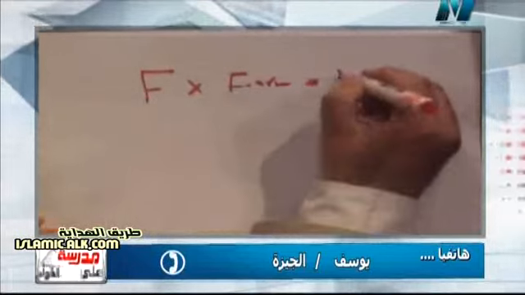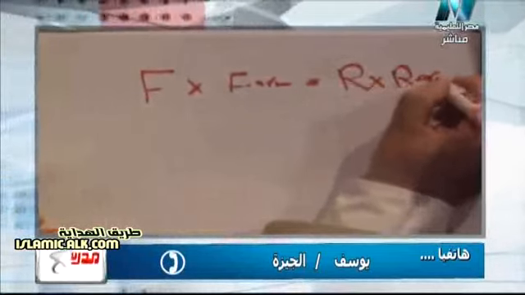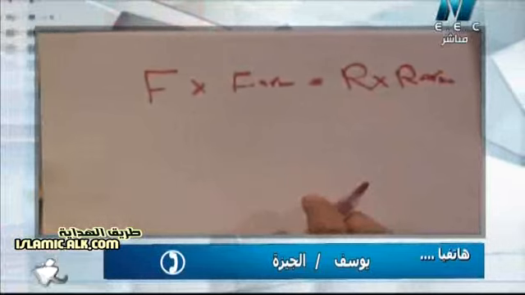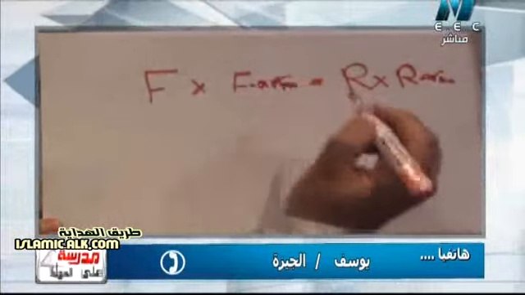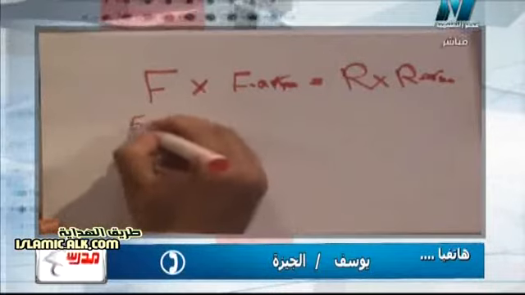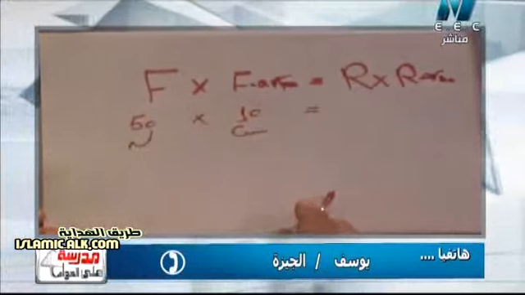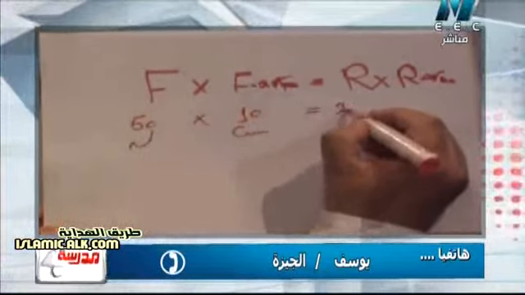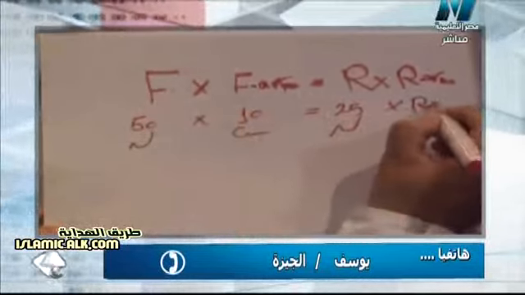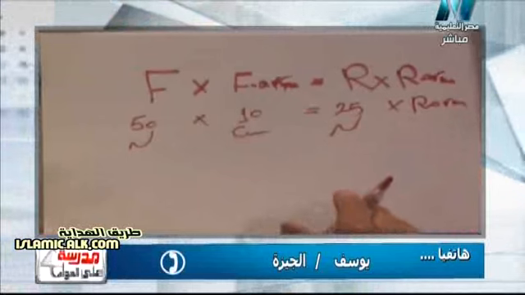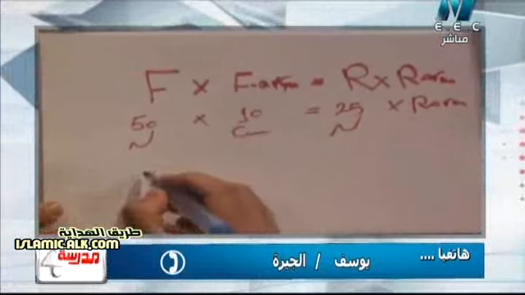Force by its arm equals resistance by resistance arm. So, Yusuf, if effort force equals 50 Newton, effort force arm equals 10 centimeter, and the resistance is 25 Newton, you can calculate the resistance arm. It will be 50 by 10 over 25. Very good, excellent.